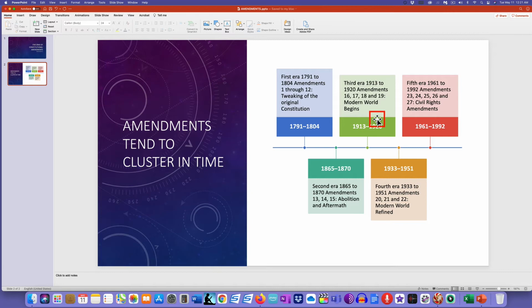The 18th Amendment, which was ratified in 1919, is the so-called prohibition. It prohibited manufacturing and sale of alcohol within the United States.